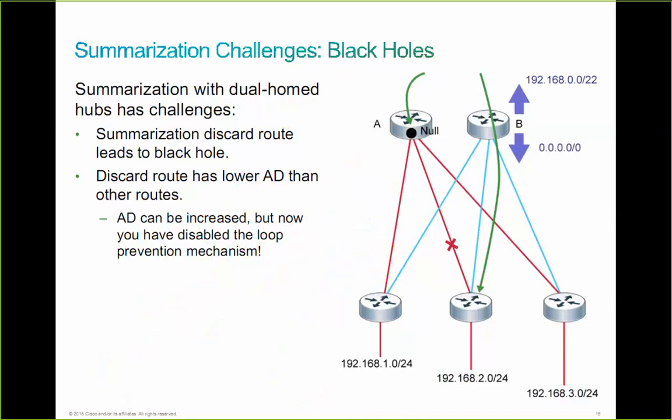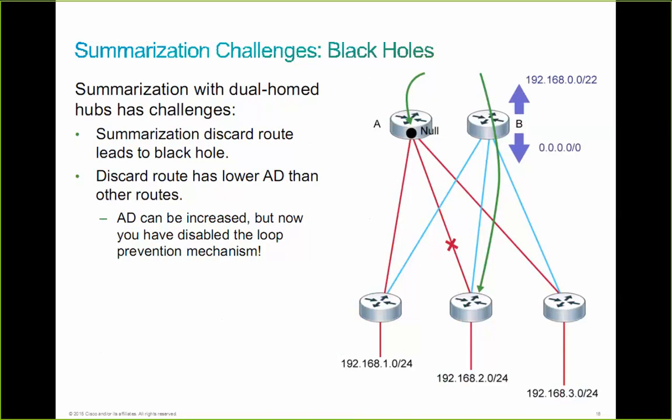Ultimately, what's the purpose of a null zero route? Why is it created? Right. It's a loop avoidance mechanism, right?